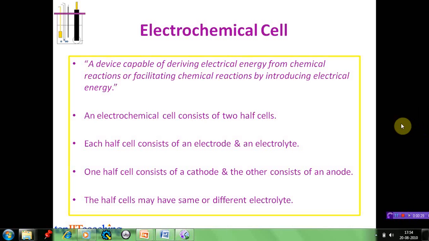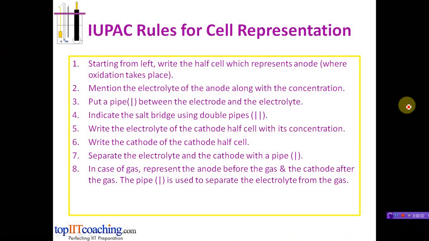The half cells may have same or different electrolyte. Sometimes the half cells have the same electrolyte but the concentrations are different. We are going to discuss it in more detail when we discuss the types of electrochemical cell. There are certain rules laid out by IUPAC for representing an electrochemical cell. According to those rules, first of all, the half cell which represents the anode, that is the electrode at which the oxidation takes place, is written.